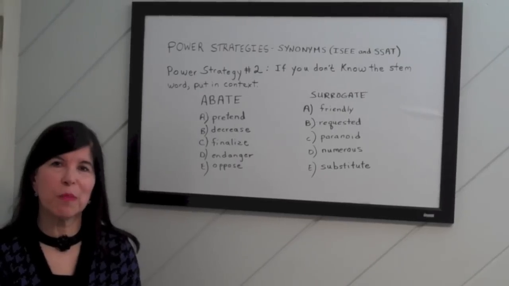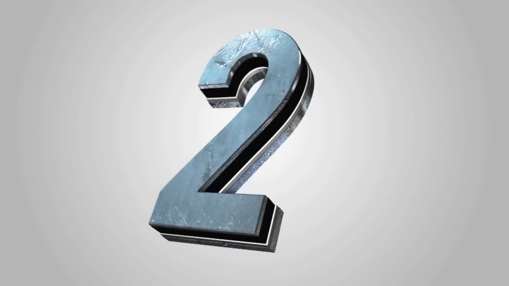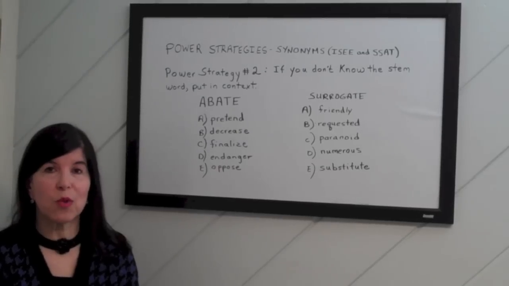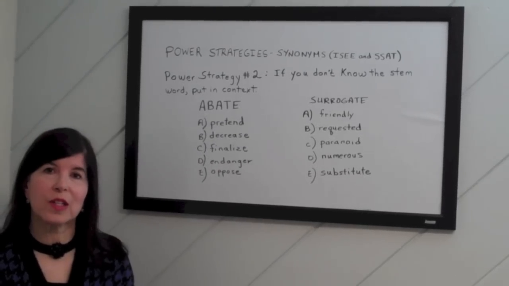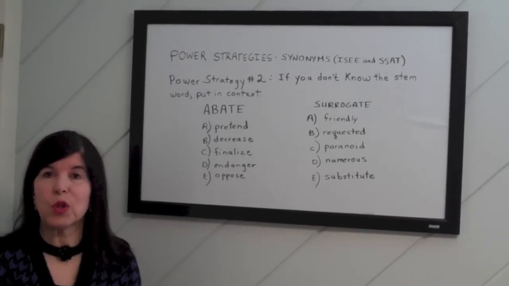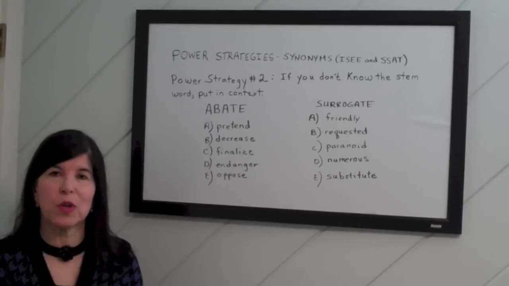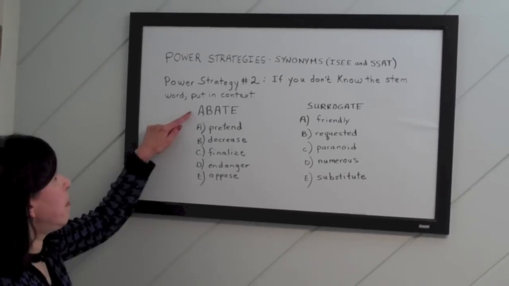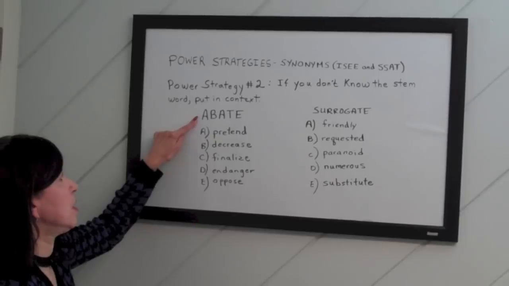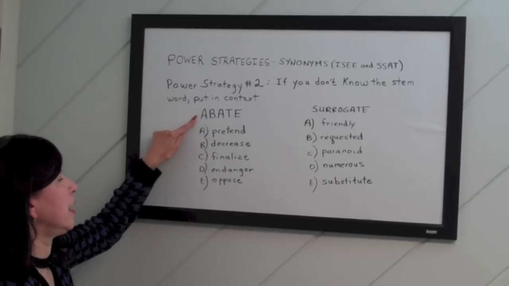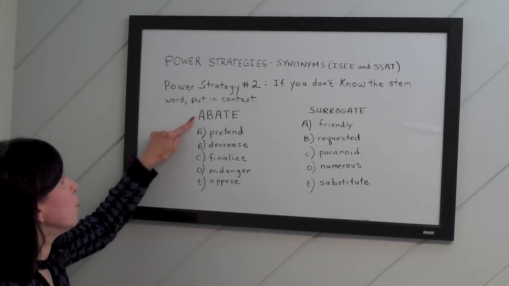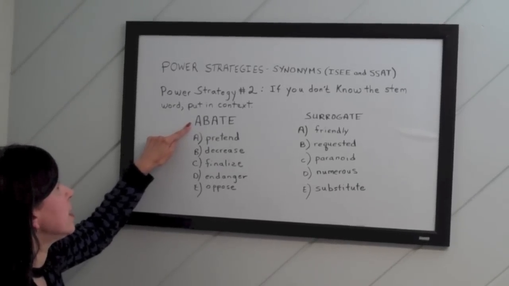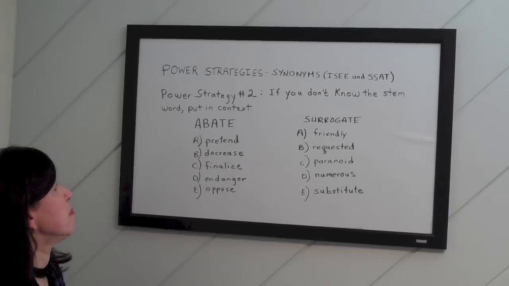Power strategy number 2. If you don't know the stem word, try to think of a context that you know. Have you heard the word before? Have you read the word before? Let's try 2 examples. Abate. Maybe you've heard a weather person say, the storm will abate by midnight, and you took that to mean reduce in intensity or lessen. Let's see if any of the choices match that.